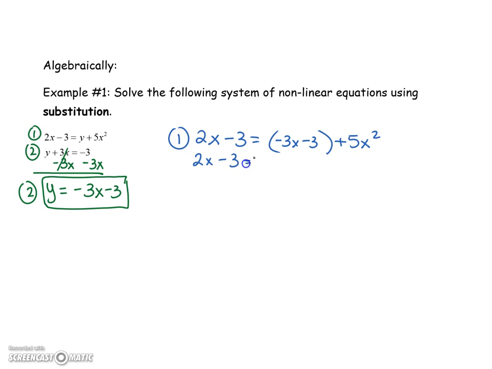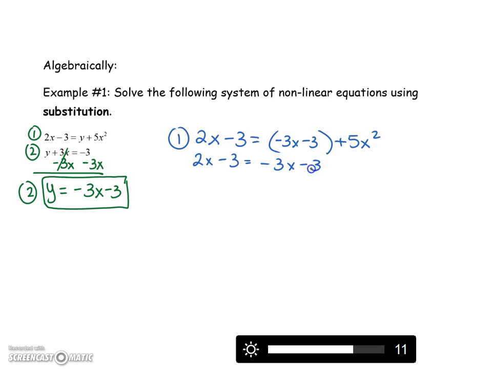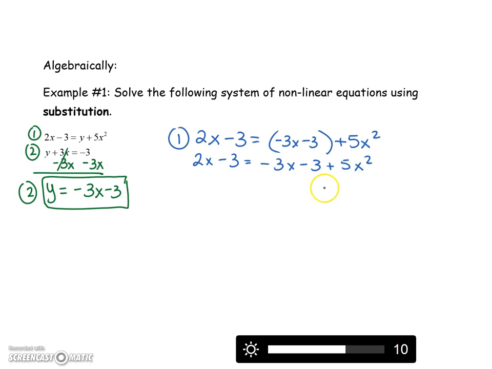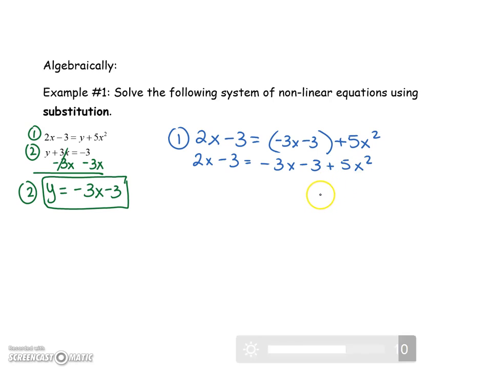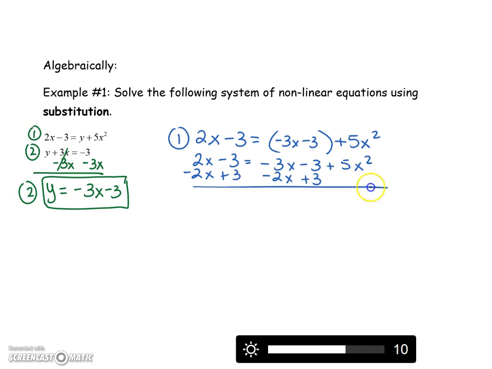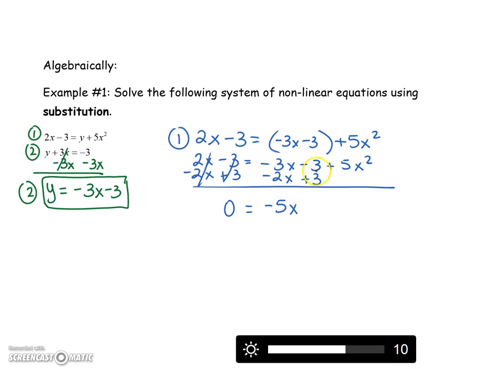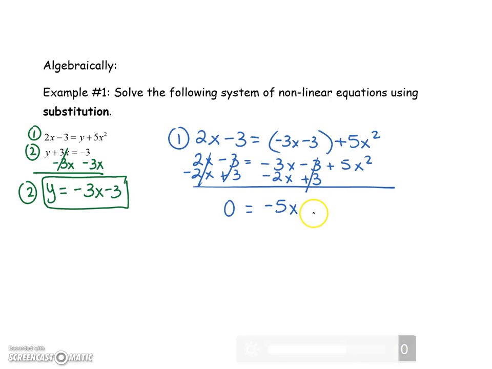2x minus 3 equals -3x minus 3 plus 5x squared, and I'm going to combine like terms. It is a quadratic, so I know I need to get one of the sides to be equal to 0. I'm going to subtract 2x and add 3. These cancel. I have 0 on the left side of the equation now, and I have negative 5x. Negative 3 plus 3 cancels, and I'm left with plus 5x squared.